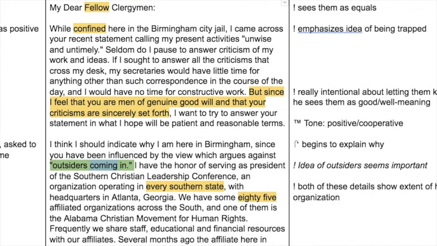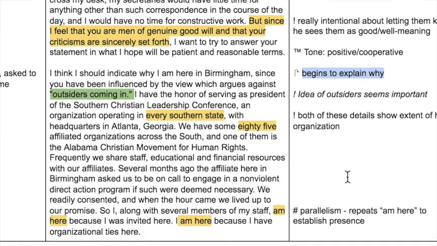Now after level 2, I went through each one I highlighted, and off to the right, I said, hey, fellow, I highlighted that because it shows he sees them as equals. Confined, that word choice emphasizes the idea of being trapped. I have this little mark for tone because this showed a positive and cooperative tone. I have this arrow right here for a shift, saying he begins to explain why. So there are different types.